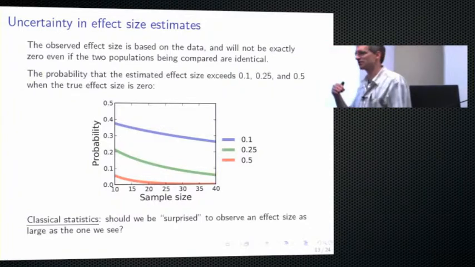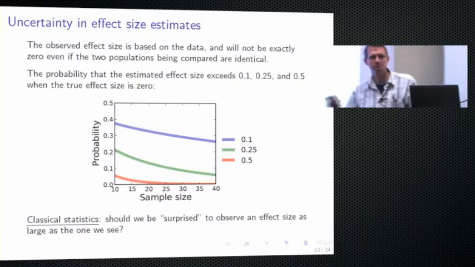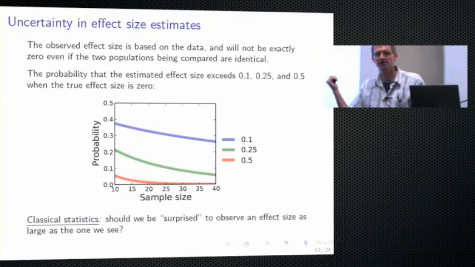And even if the effect size in the population is 0 or extremely small, you still have some chance of estimating the effect size to be larger than 0. So in some sense, the magnitude of the effect size is always biased upward. It's always biased away from 0. The magnitude of the effect size is always biased in that way.